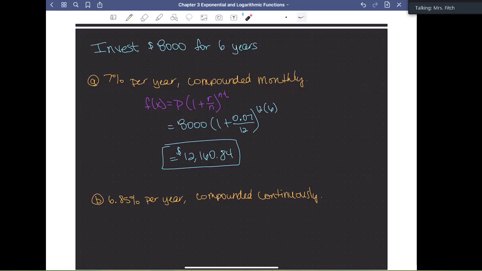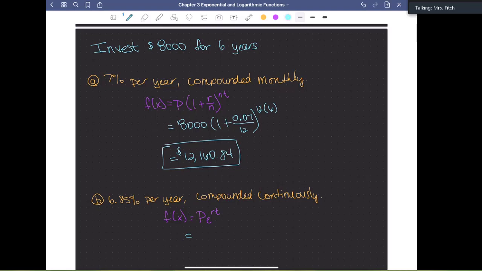So to figure this one out, I'm looking at it, and guess what word I see? I see that continuous word. And since I see that continuous word, I know I need to use my continuous interest formula, which was f of x equals p e raised to the rt. And some people call it PERT. You put it in your hair, you know, nice shiny sheen. All right, so let's see what we come up with.